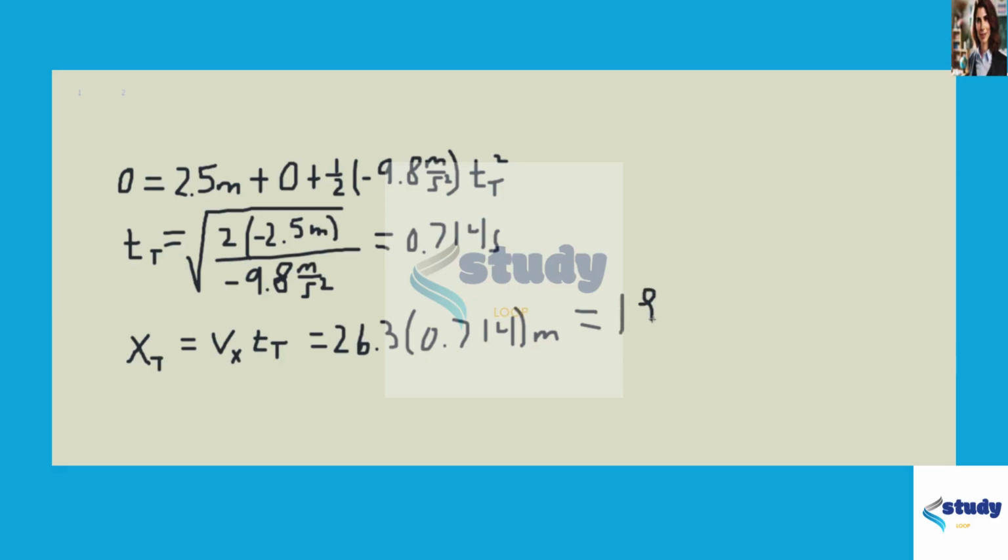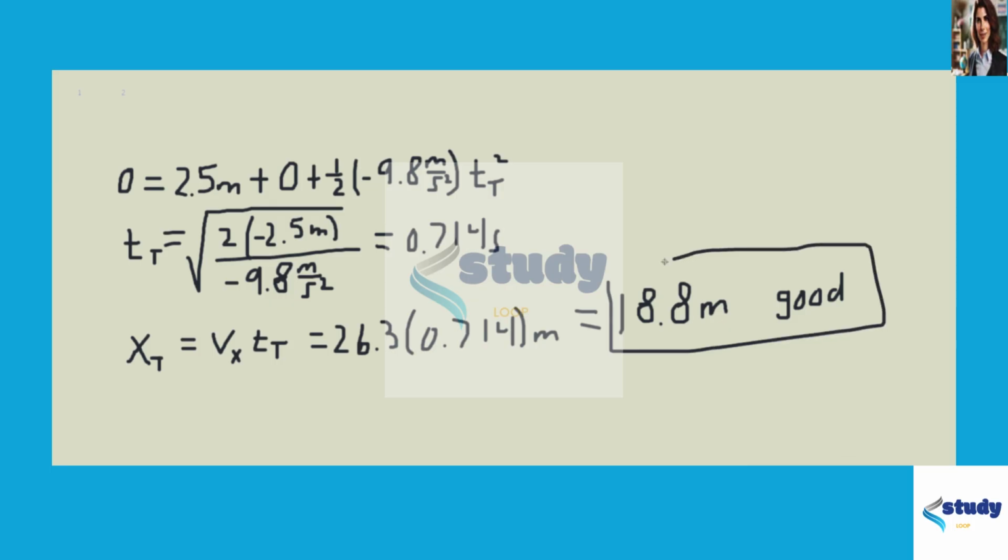We were told the good zone is within 7 meters of the other side of the net. So the total distance of the good zone is within 22 meters. If it's within 15, which is the distance to the net, to 22, because 15 plus 7 is 22, then it's good. 18.8 meters is within that range, so we'll write that it's good. Box it in as a solution.